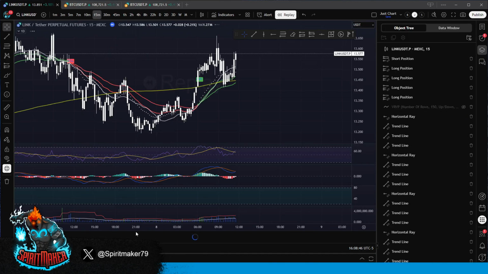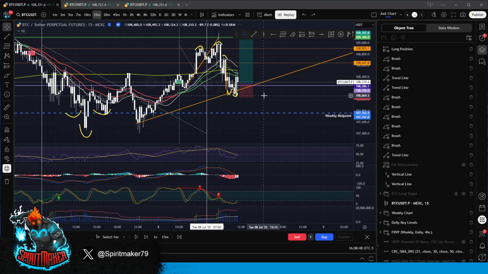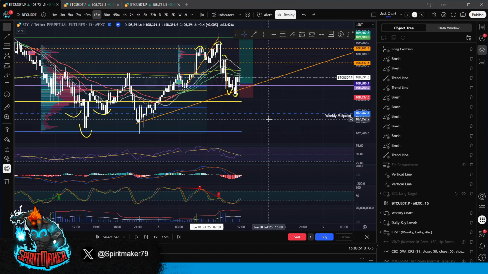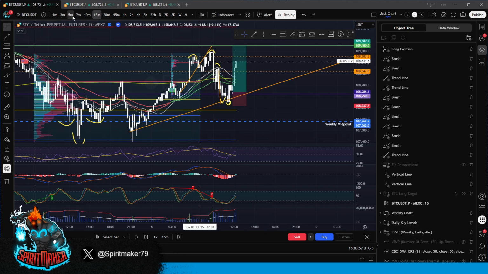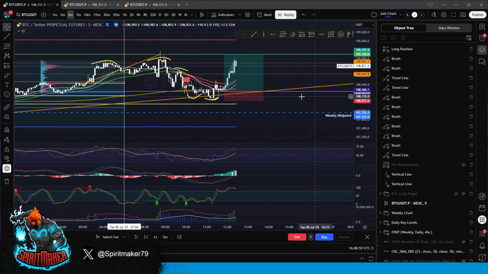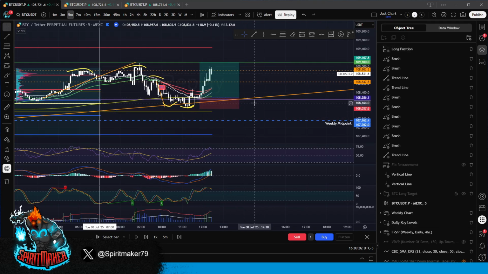I'm going to hit the right button here. So we're going ahead and letting the trade play forward, and I'm going to go into the 5 minute here. And as you can see, we got in, it started to run.